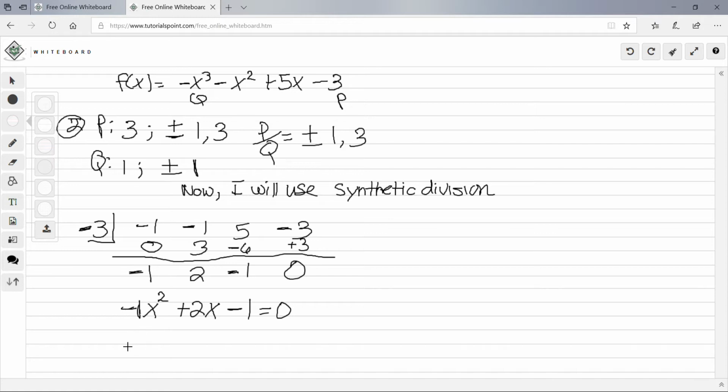I'm looking at this and I can factor out a -1. -1, this is going to be x squared minus 2x plus 1 equals 0. And then you can divide everything by -1 to get rid of that -1. So I'll put it right here. So you have our new f of x. This is our factorable form. It's going to be x squared minus 2x plus 1.